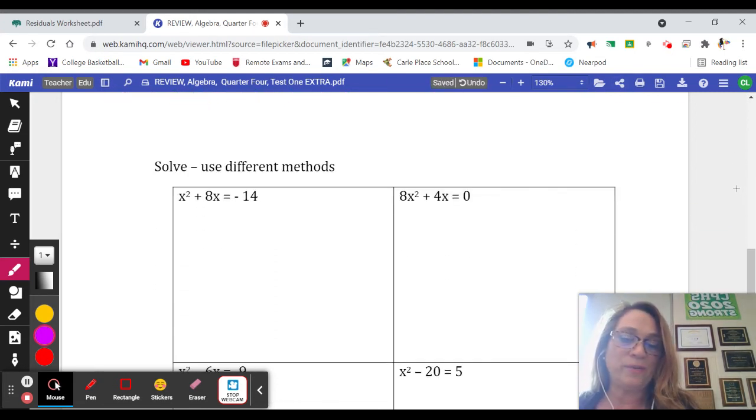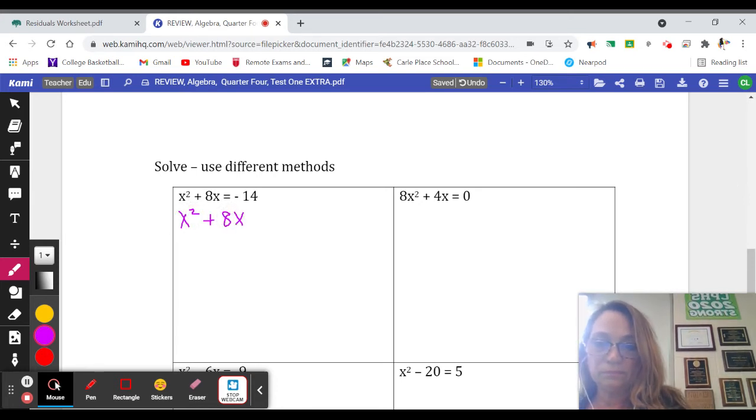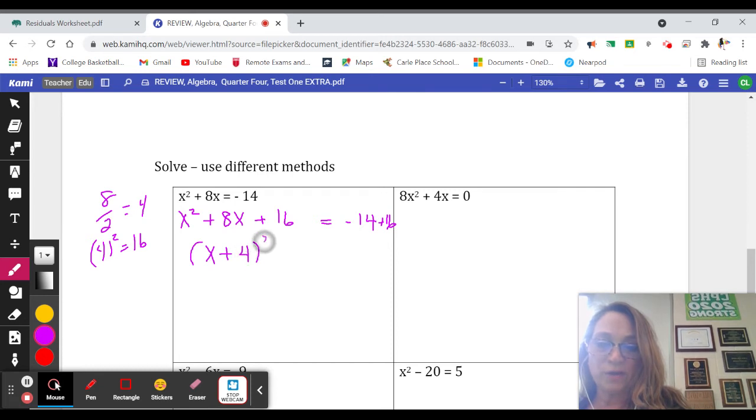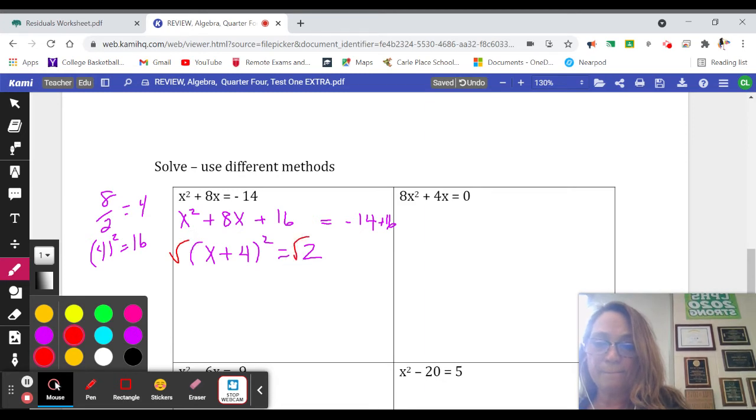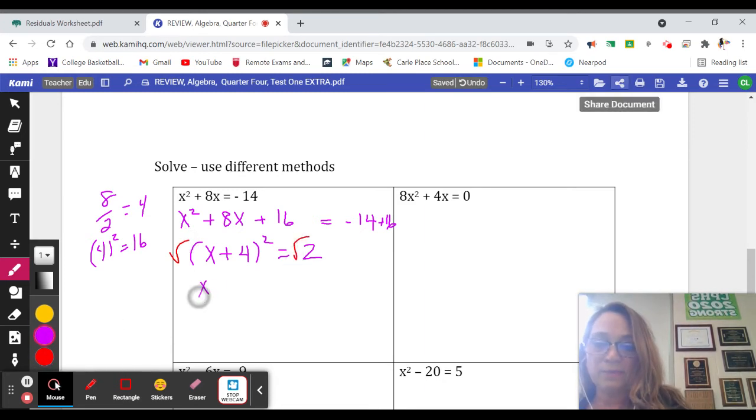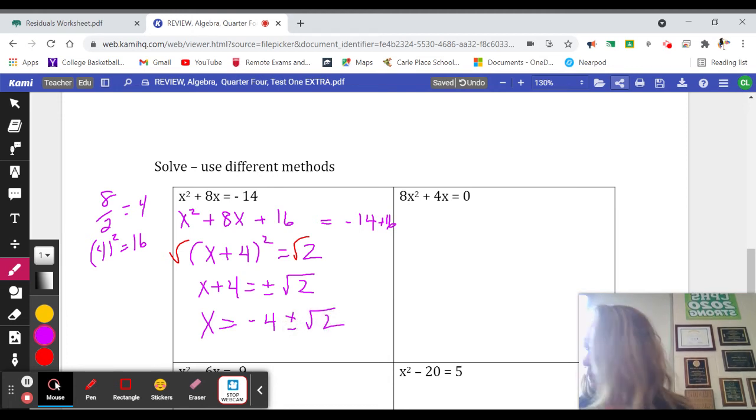All right, factor using different methods. So I'm going to do completing the square here. All right, so half of 8 is 4, and 4 squared is 16. I've now created a perfect square trinomial, which was what I was trying to do. So now I factor my perfect square trinomial. I square root each side. And that gives me x plus 4 equals plus or minus the square root of 2. So x equals negative 4 plus or minus the square root of 2.